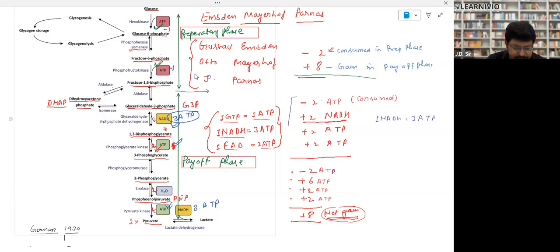Next point. In glycolysis, net gain of 8 ATP molecules takes place. That's it. So this was all about glycolysis.